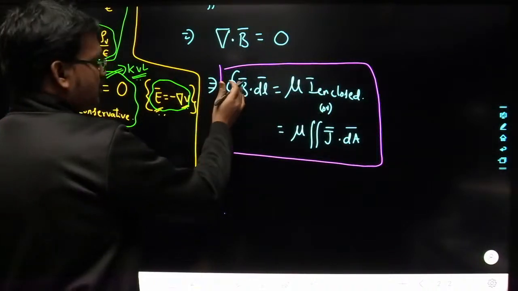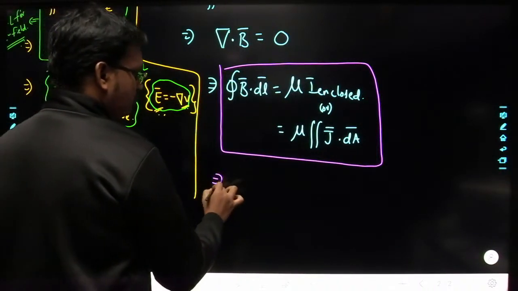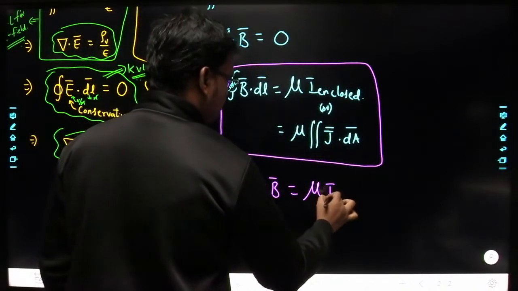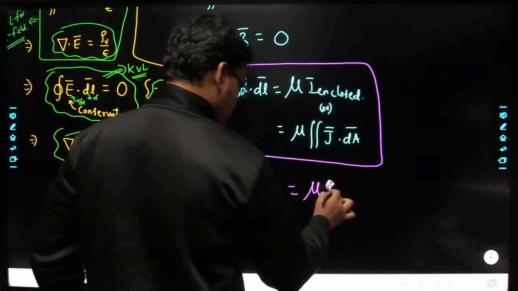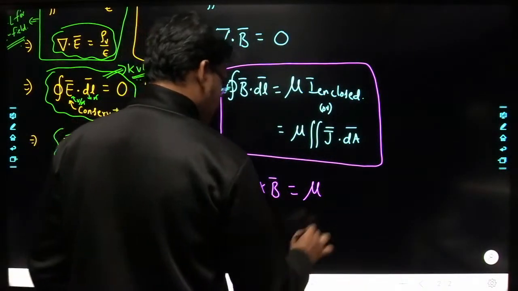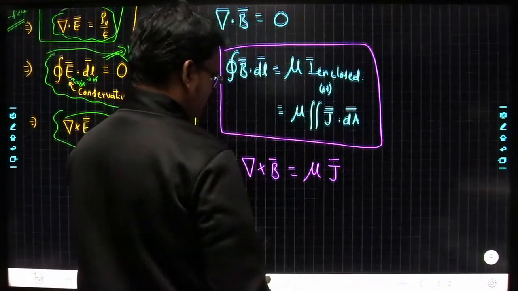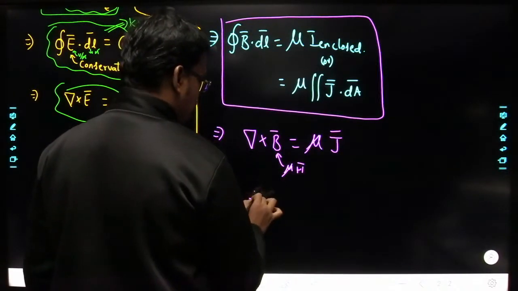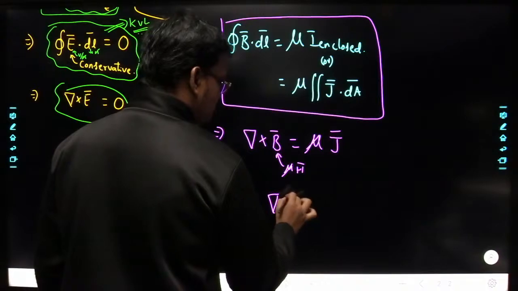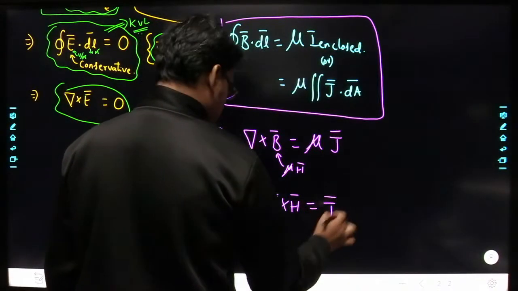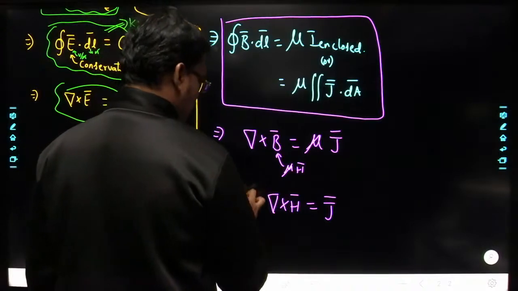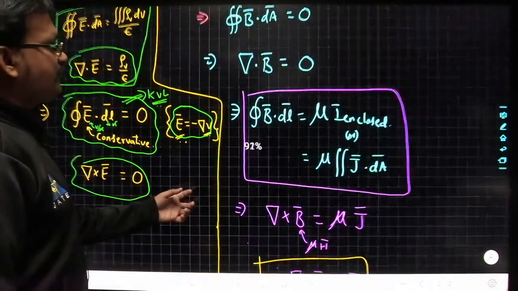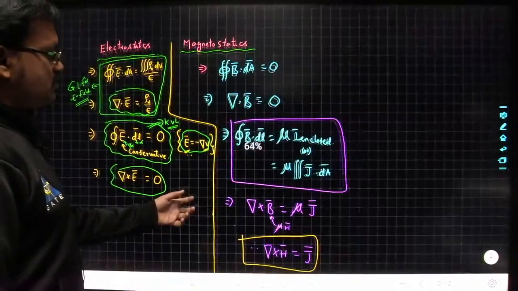Now if you apply Stokes theorem to this one, what we got here is curl of B bar is equal to mu times J bar. The same thing I can represent: if you substitute B bar is equal to mu into H bar, here mu will get cancelled. Therefore you are going to get del cross H bar, curl of H bar, is equal to J bar. Okay. So all these expressions we have already derived here.